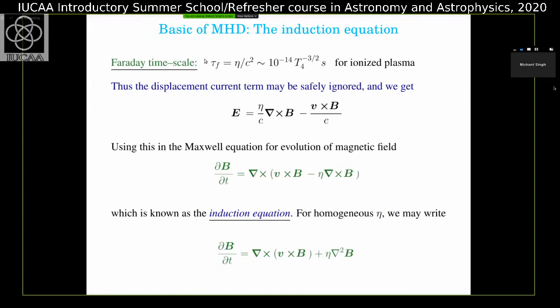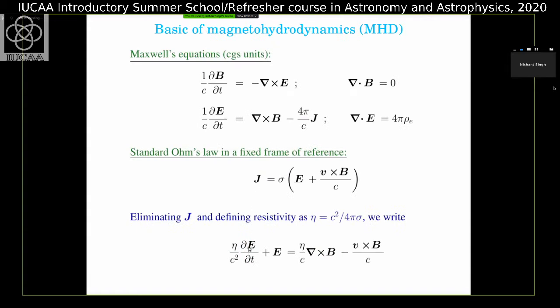So this is also known as a Faraday time scale. For a space plasma, this number is 10 to the minus 14 seconds. And if the time scales of interest are years or millions of years, then 10 to the minus 14 divided by so many years in terms of seconds is essentially zero.